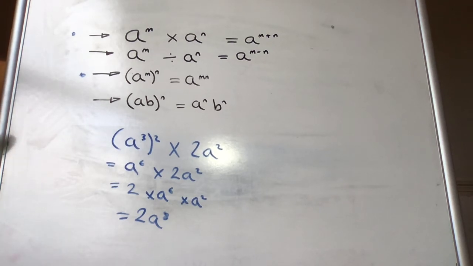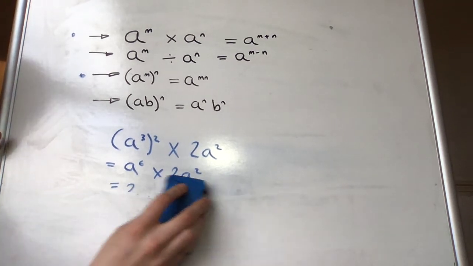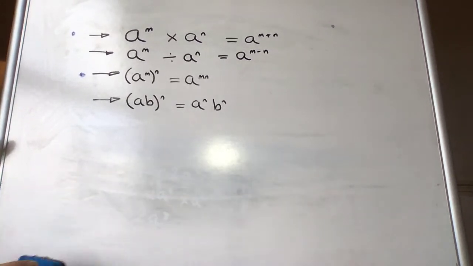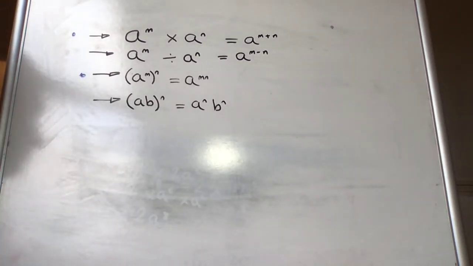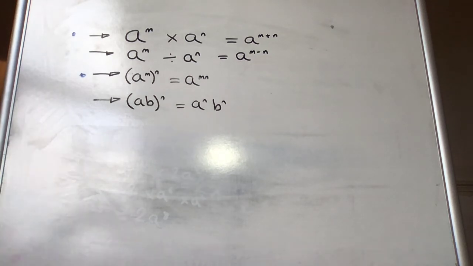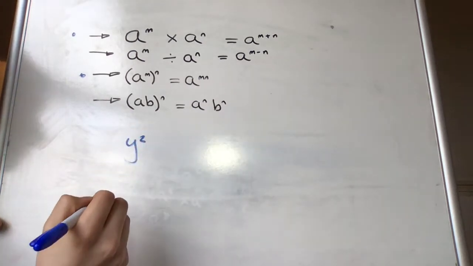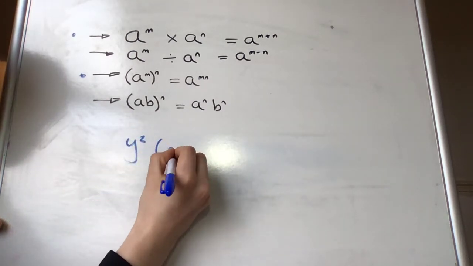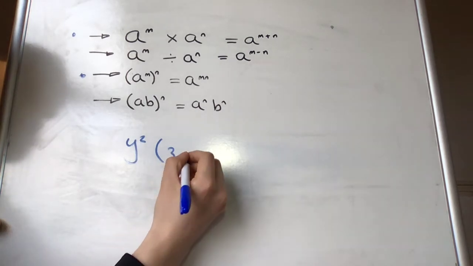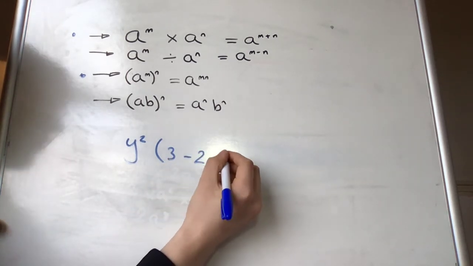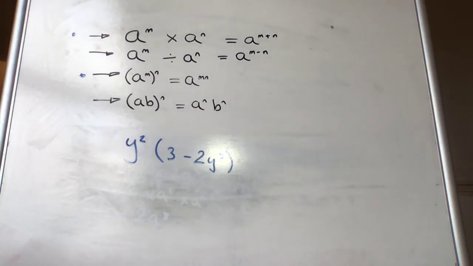Let's try something slightly more difficult, actually. I'm sure you're getting the hang of that one now, so let's try something which should test you a little bit more. Obviously this is just showing the examples in isolation, but you may get something which is slightly more tricky. How about something like this: we've got y squared times 3 minus 2y cubed. So we've got brackets coming into play here now.